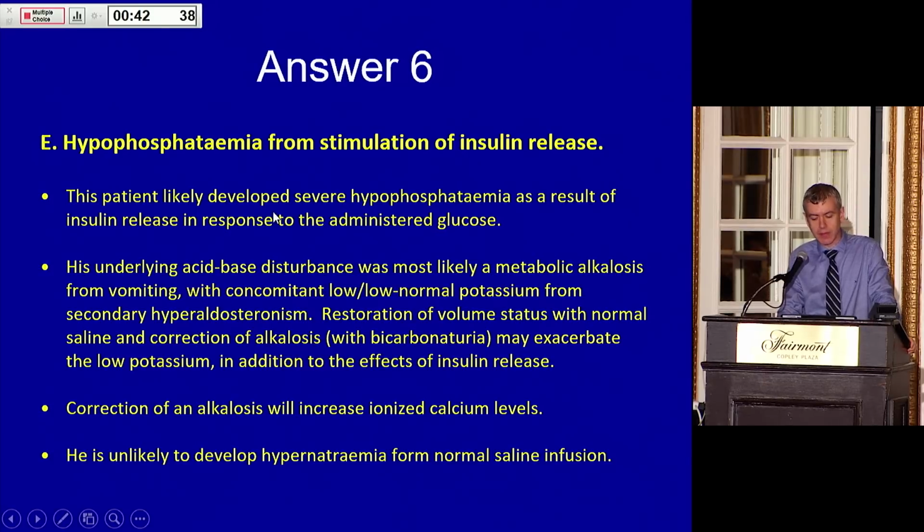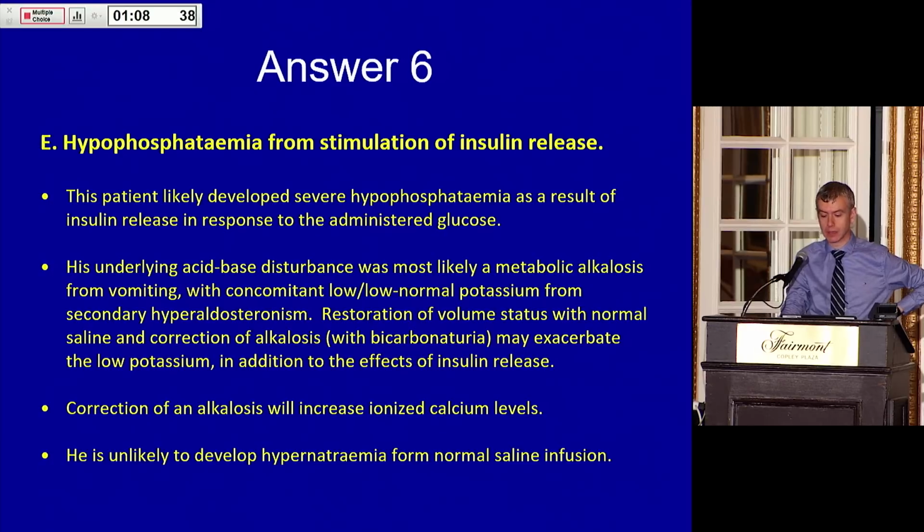So the patient likely develops severe hypophosphatemia as a result of insulin release in response to the administered glucose. The underlying acid base was most likely a metabolic alkalosis from vomiting, with a concomitant low or low normal potassium from the secondary hyperaldosteronism that we just explained a few slides ago. Restoration of volume status with normal saline may exacerbate his low potassium, in addition to the effects of insulin release, which again can further drive potassium into cells.